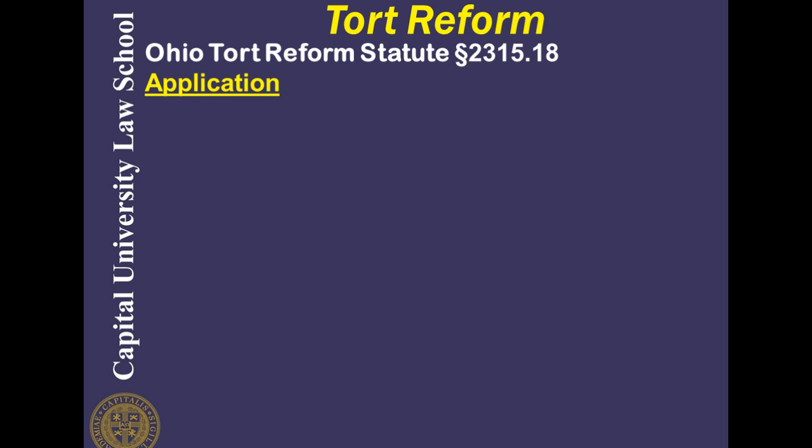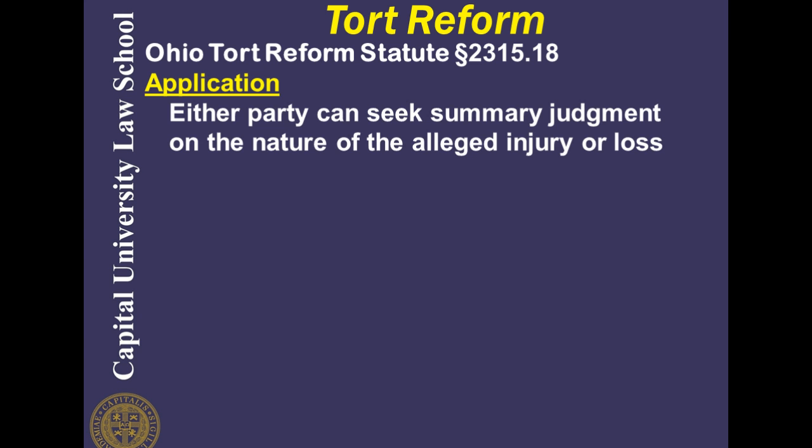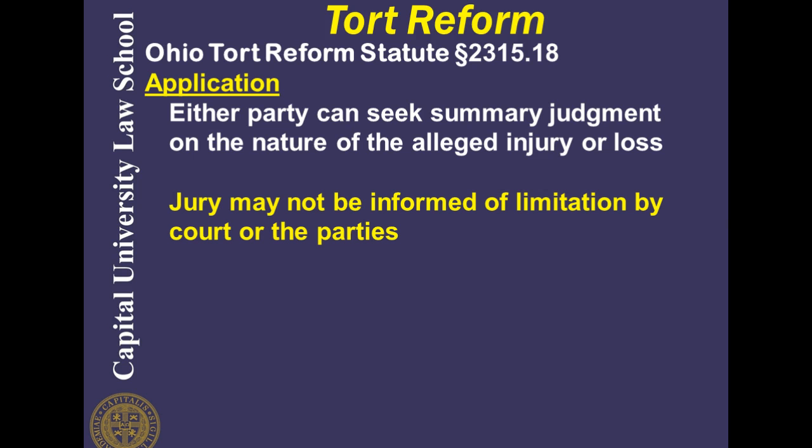Let's see how it's applied now, because the statute indicates several application issues. Either party can seek summary judgment on the nature of the alleged injury or loss, because remember, the nature of the injury is what determines whether there is a limitation on non-economic damages. So either party can seek summary judgment in advance of trial and therefore know where they stand. The jury is not informed of the statutory limitation by the court and cannot be informed by the parties either.